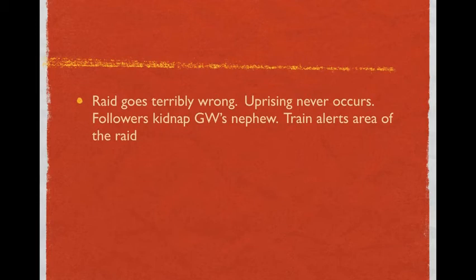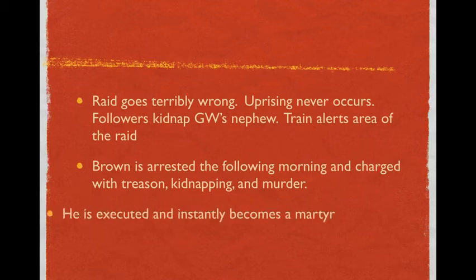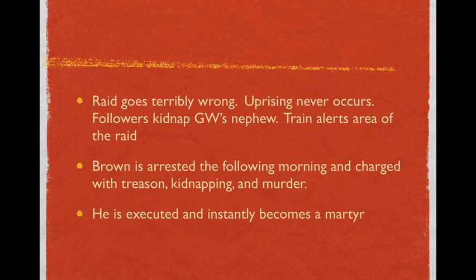Eventually, by the following day, you have members of the Virginia militia arriving at Harper's Ferry. You have the United States Marines arriving at Harper's Ferry, and then you have locals that are fighting John Brown at Harper's Ferry. Brown is arrested. He is put on trial, and he is found guilty of treason, kidnapping, and murder, and he is executed. And his execution makes him a martyr. And so this further creates a disconnect between the North and the South.